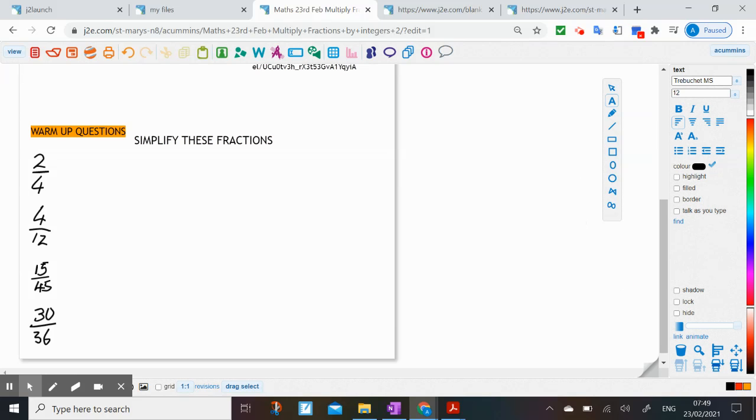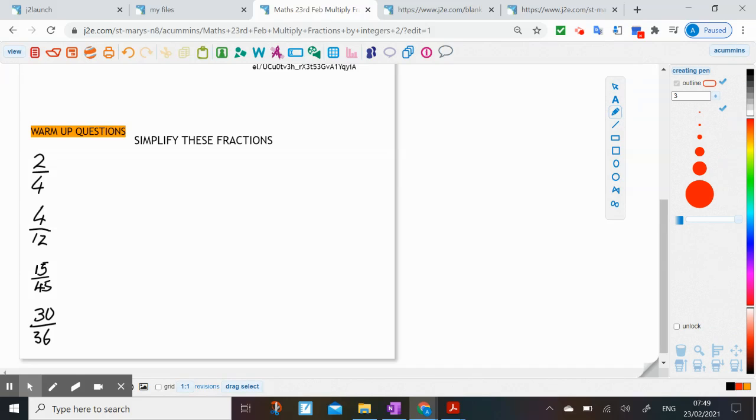Sorry, I'm having a bit of pen trouble. There we go. So 2 quarters, both are even numbers, so we can halve each one. So we could say 2 halved is 1, and 4 halved is 2. We can't go any further than that.